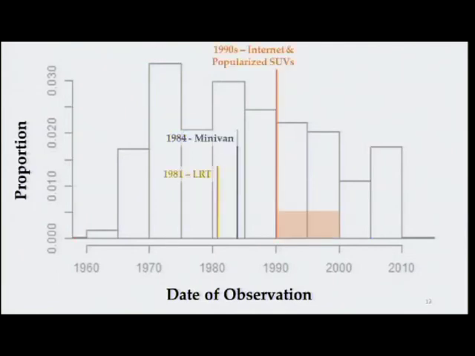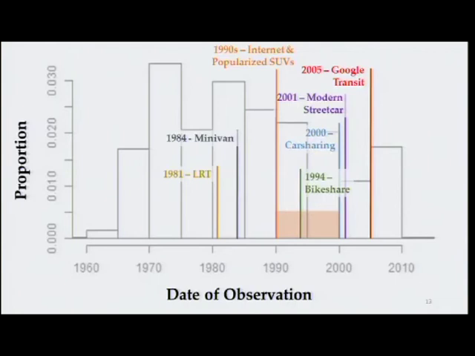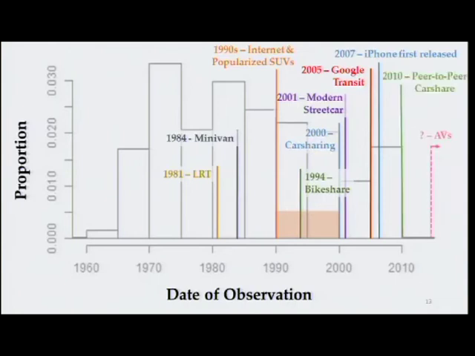There have been a number of changes to the transportation opportunities that you could take. Here are several of them. In '84, we saw the Chrysler minivan come on the market. In the 1990s, the internet became widely used. I think 2005 and 2007 were really interesting because Google Transit came out in 2005, and by 2007 it was incorporated into Google Maps.